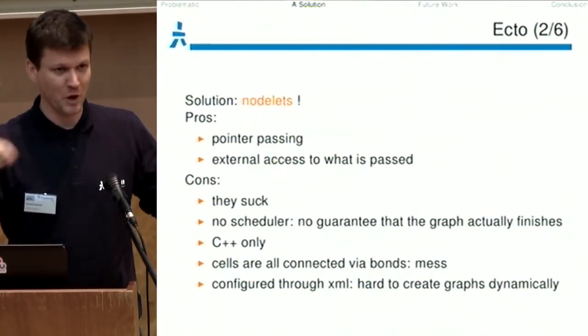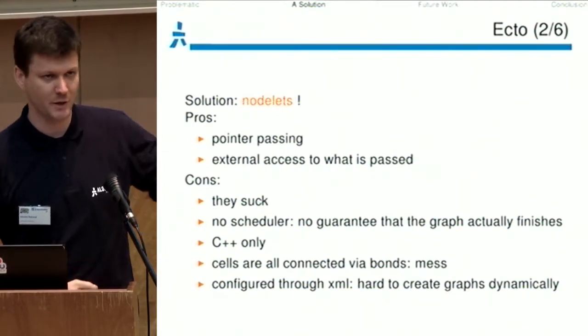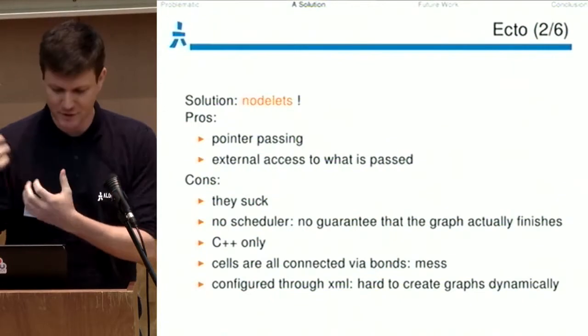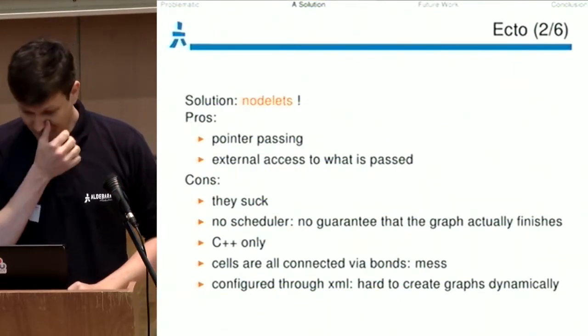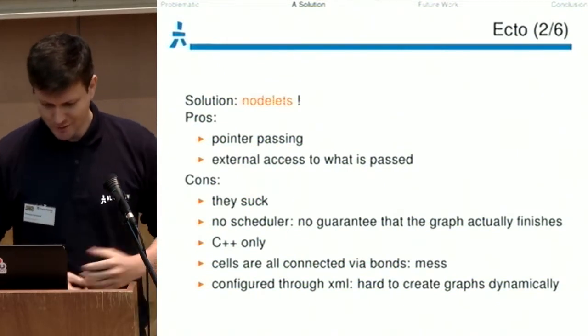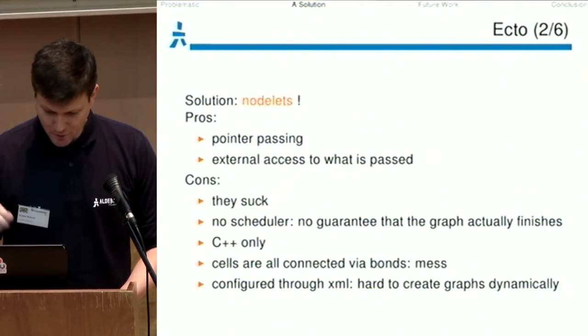If you've ever looked at your ROS graph with rqt graph, you can see you have a lot of bonds between your cells, right? And this is, I think, so that when one dies, it takes all of them down with it, which is just kind of messy. And then you have to configure everything through XML, which is kind of nice, but a bit limiting.